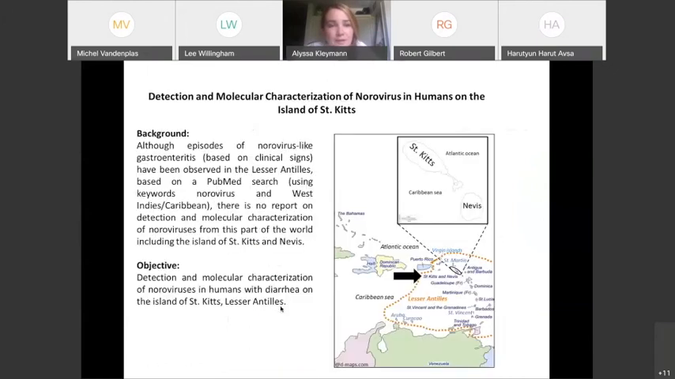So although episodes of norovirus-like gastroenteritis based on the clinical signs have been observed in the Lesser Antilles, based on a PubMed search, there is no report on the detection and molecular characterization of noroviruses from this part of the world, including St. Kitts and Nevis. So that was the objective of this study.